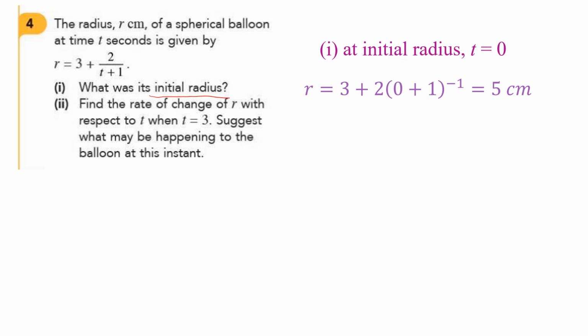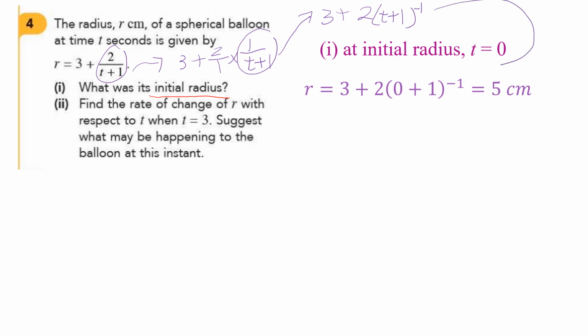So you see what I've done here is I actually convert it into a negative index. For some of you who have forgotten how to do it, I'm going to show you step by step again. 2 over 1 is just 2, and then this one will give you bracket t plus 1 to the power negative 1. So that explains how I end up here. And why do I want to do that? Because of part 2, I need to find the rate of change of radius with respect to t. Basically, I need to find dr over dt, so I need to differentiate 2 over t plus 1.